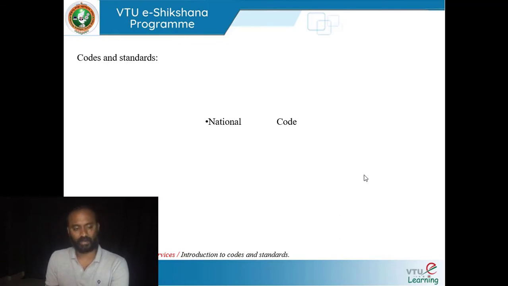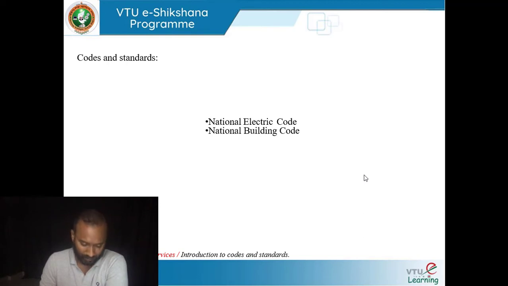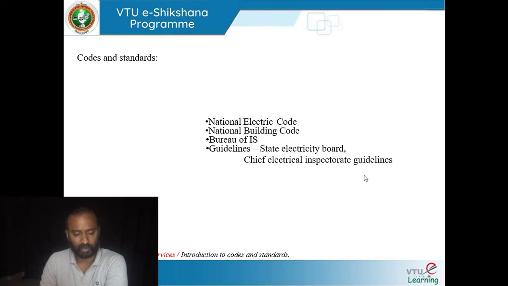So obviously the first one that comes to our mind is National Building Code, but of course we have something else called National Electric Code, which comes before the National Building Code and is an exclusive code for electrical norms, rules and regulations. Of course, we also have NBC, which actually refers back to your NEC at several instances, and third is our BIS standards, and the fourth one is your customized standard from your state electricity board and chief electrical inspectorate guidelines. The first 3 are national standards.